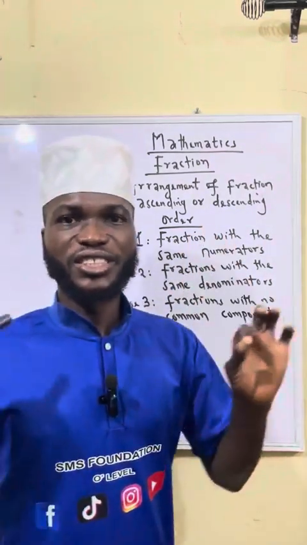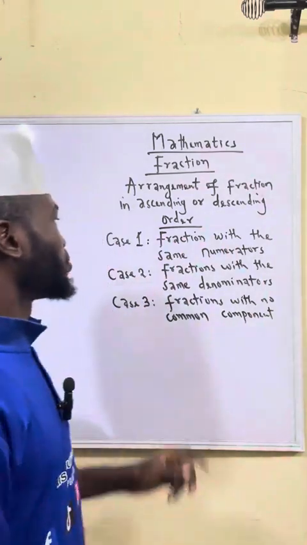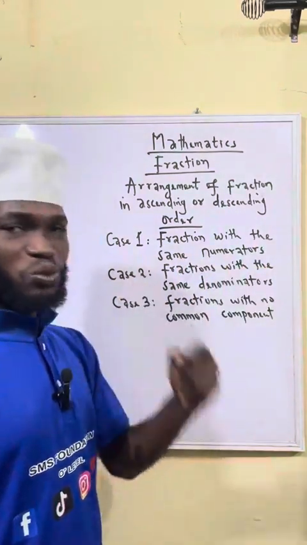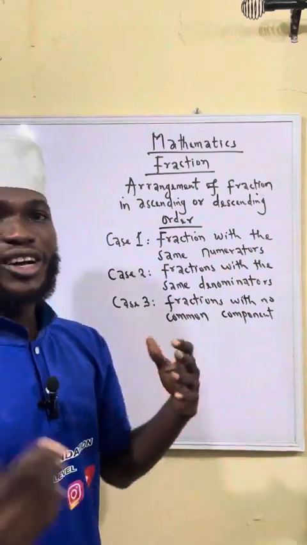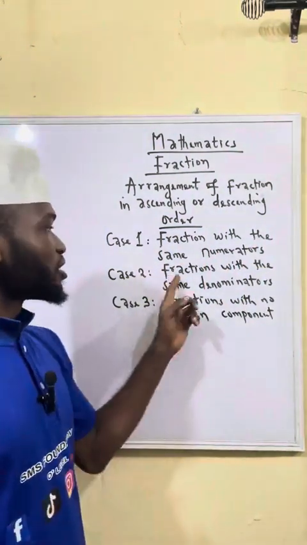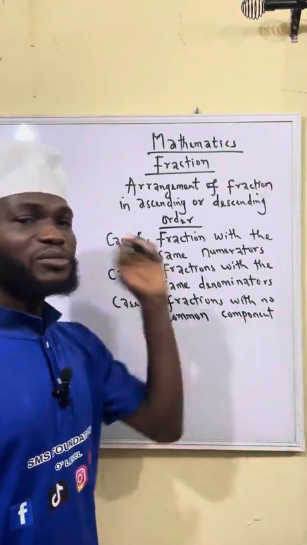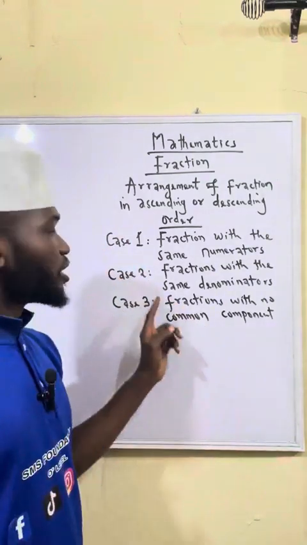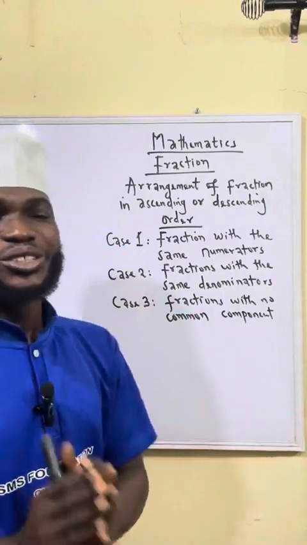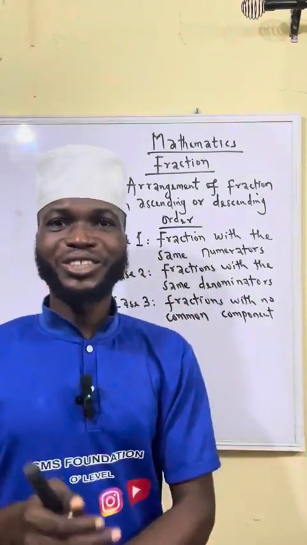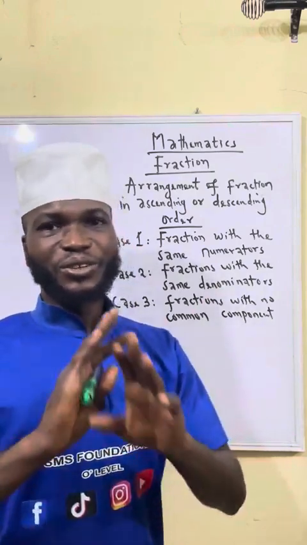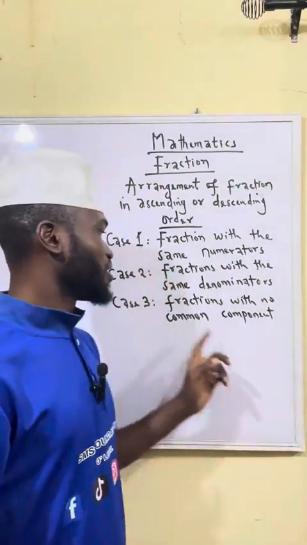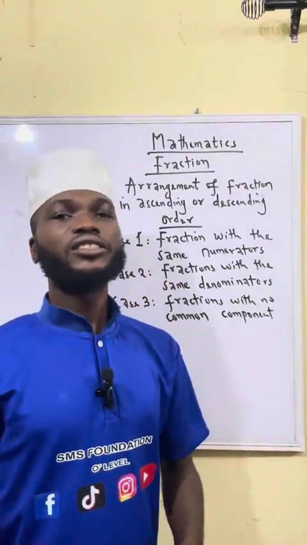It's not easy to know unless we follow the guiding principle. I'm going to treat this under 3 subsections. Case 1: fractions with the same numerator. How can we arrange fractions with the same numerator? The second case will be fractions with the same denominators. Next, fractions with no common component. If fractions have no common numerator or denominator, how do we arrange such two? In this video, I'm going to consider the first 2 cases, then the third case will be treated in the next video.